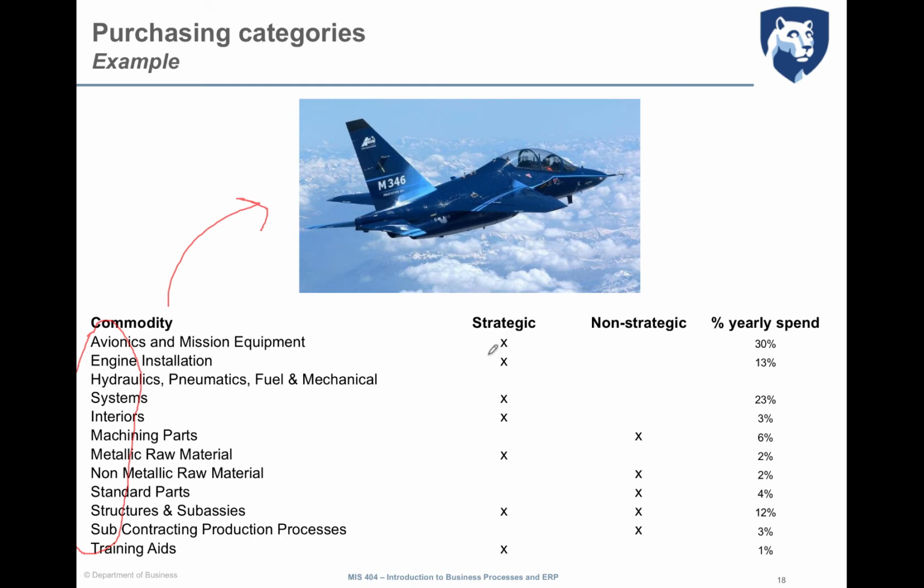And here you can see that each category is defined as strategic or non-strategic in terms of production, meaning that if some of this is missing, the production is stuck. This is strategic. Non-strategic is, we need that, but if we don't have it right now, production can still go on. And here you see also the impact on the yearly spend of the company. So, for example, avionic and mission equipments account for 30% of Leonardo Helicopters yearly spending, so yearly purchasing costs.